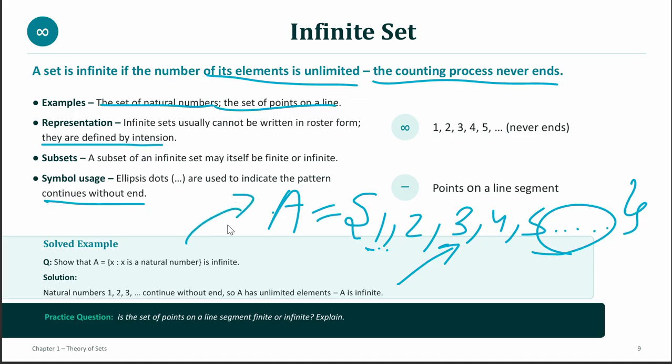Now, is the set of points on a line segment finite or infinite? Explain. Obviously, the set of points on a line segment is infinite. So it is also going to be an infinite set. All right, let's move forward.